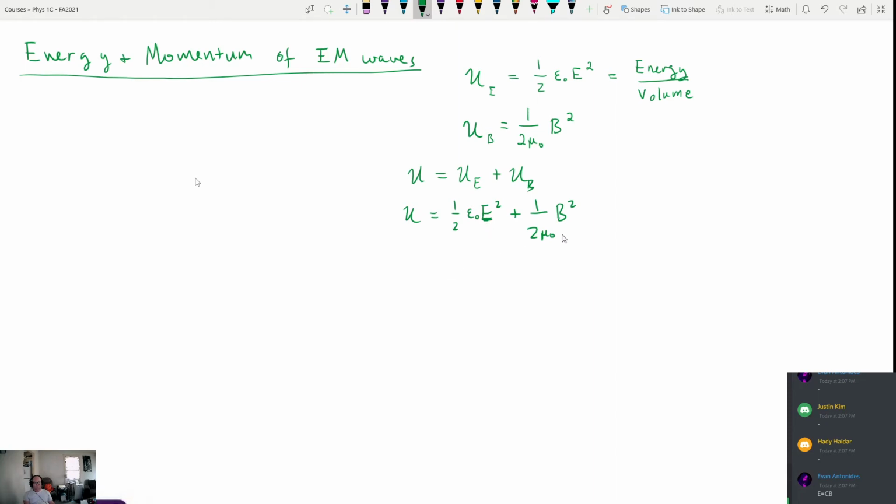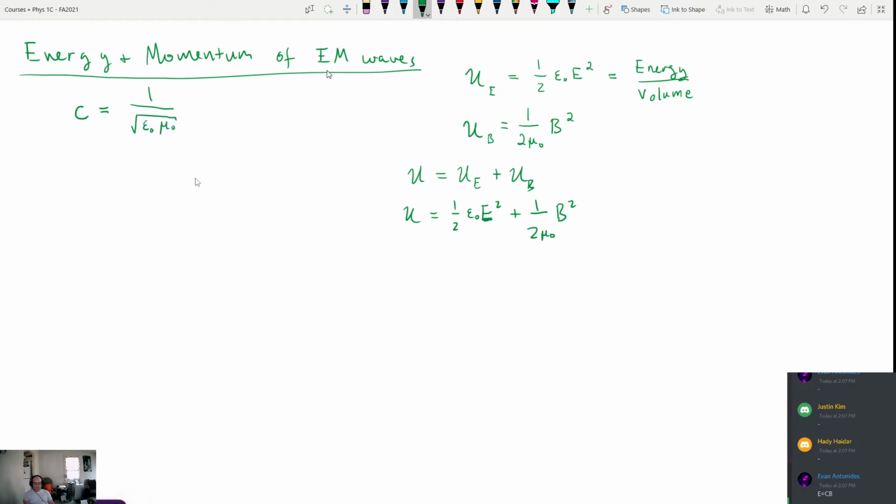And what we can do now is we can say, well, we know that there is a connection between electric field, magnetic field, and all of these constants right here. And the connection is that we know that c, the speed of light, is equal to 1 divided by the square root of epsilon naught times mu naught.